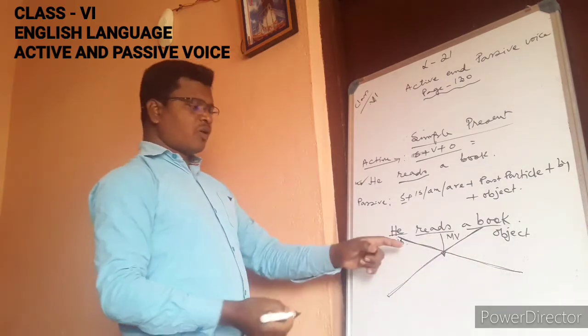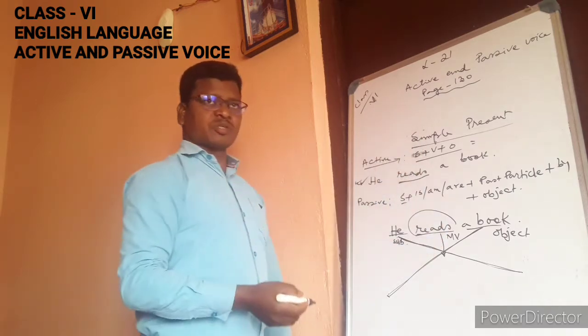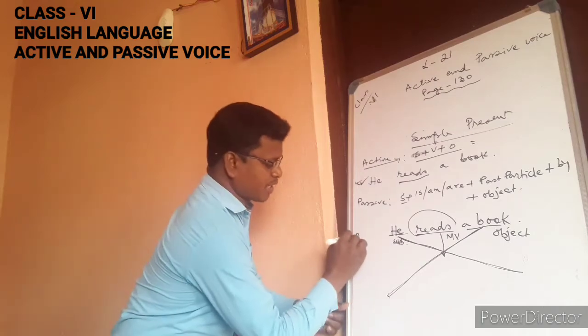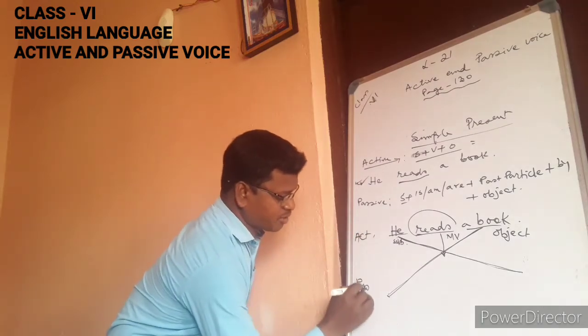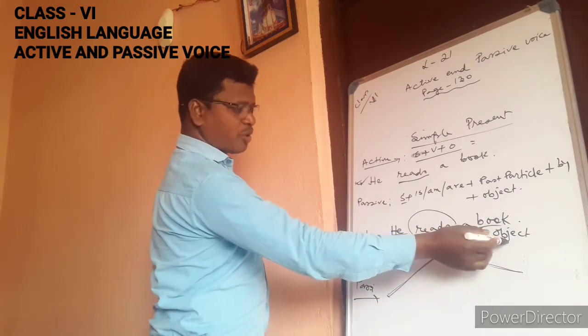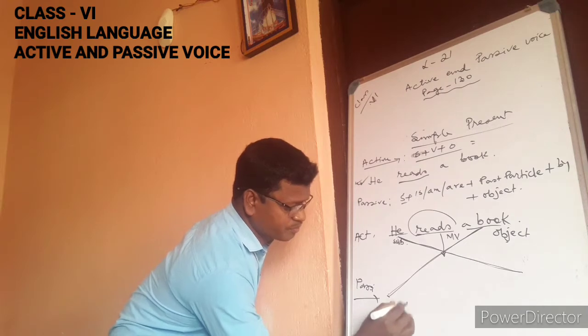You are done. Now you see the tense also. In which tense is it? Since we are only talking about the present tense, it is in the present. So what are we going to do? This is active, and here we are going to write the passive voice. So the active voice object we will bring here. What is the object? A book.